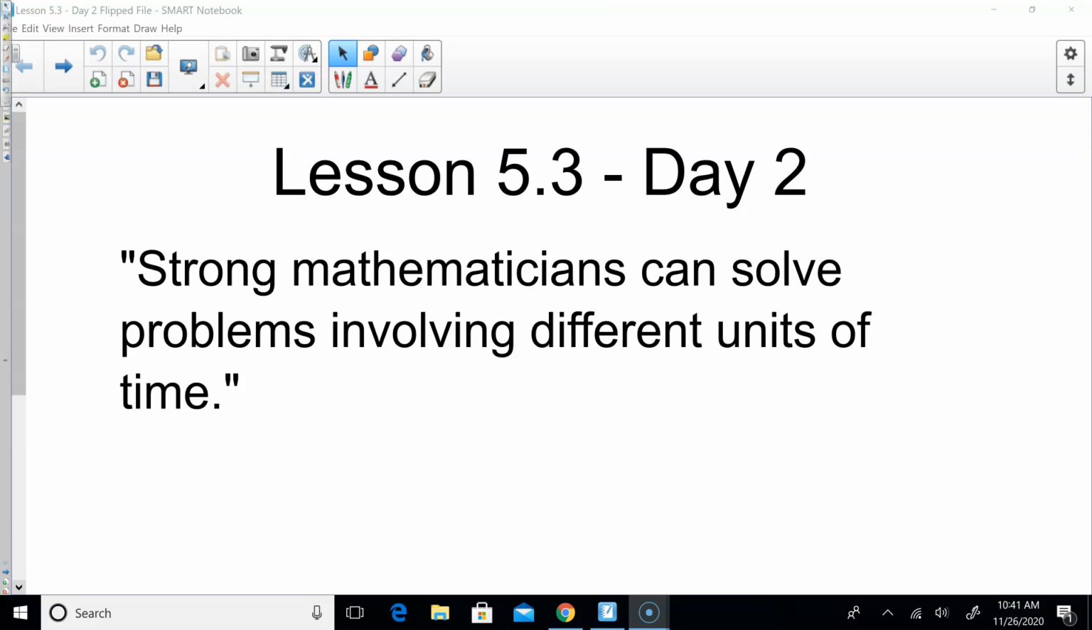Today, strong mathematicians can solve problems involving different units of time. So yesterday we talked about time and time relationships. Today we're talking about elapsed time and how time moves and how we can solve problems that go with that. So get out your pencil and your notebook, write down today's date and the name of the lesson, and let's get started.